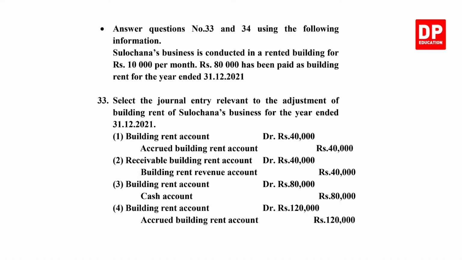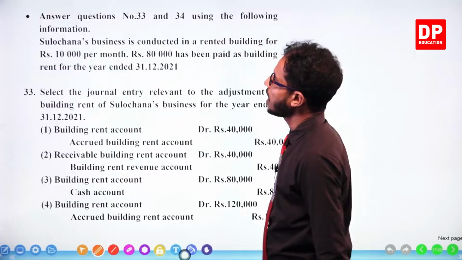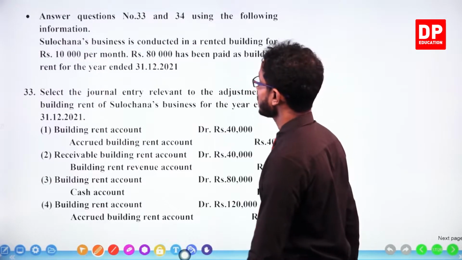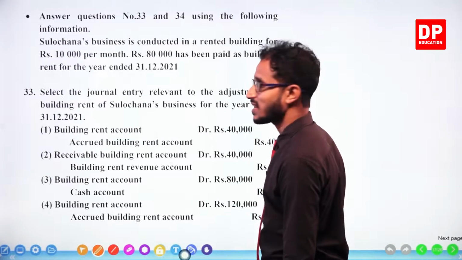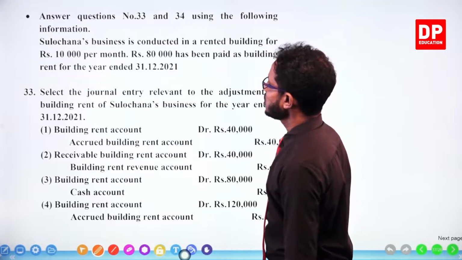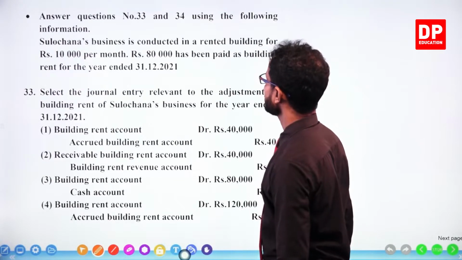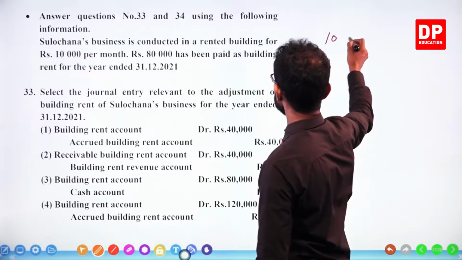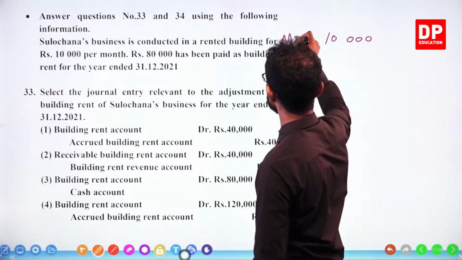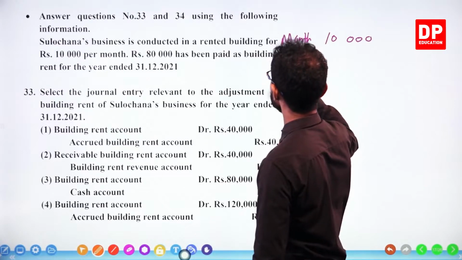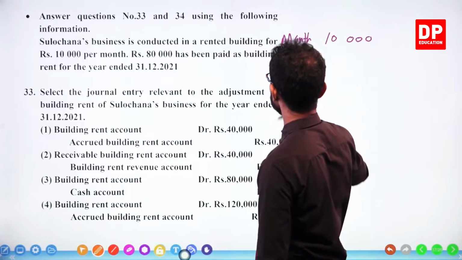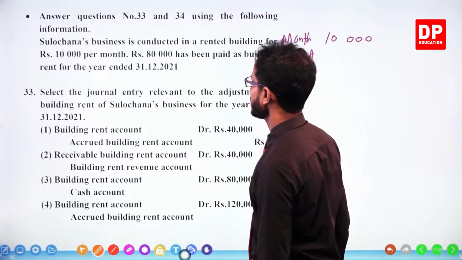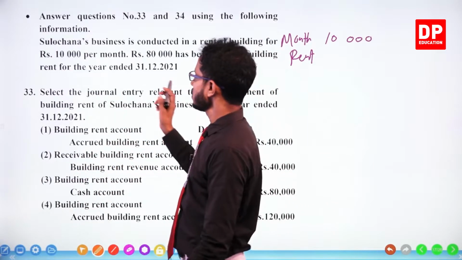Answer question number 33 and 34 using the following information. Cases. These are like case studies, you know. Sulochana's business is conducted in a rented building for 10,000 per month. 10,000 is the monthly rent. 80,000 has been paid as building rent for the year.